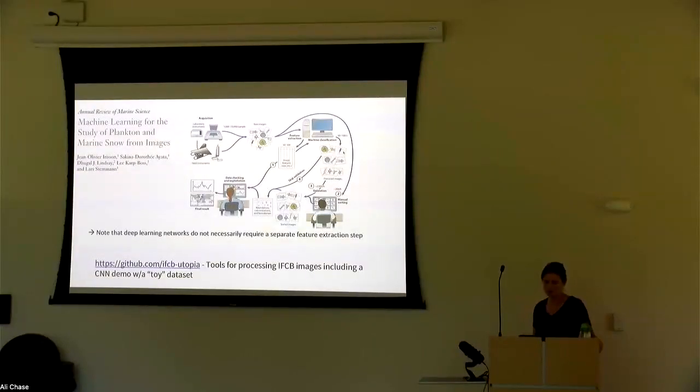I'm gradually adding things to this GitHub organization, which is called IFCB Utopia, where Utopia stands for User-Friendly Tools for Oceanic Plankton Image Analysis. And there's currently up there a repo called CNN Demo, and you can go in and play with it. It's just a Jupyter notebook, and there's a toy data set, which is 5 types of phytoplankton, 1,000 images of each, so it's really lightweight. You can play on your own computer with it. And it walks you through how to use the CNN to look at the images.